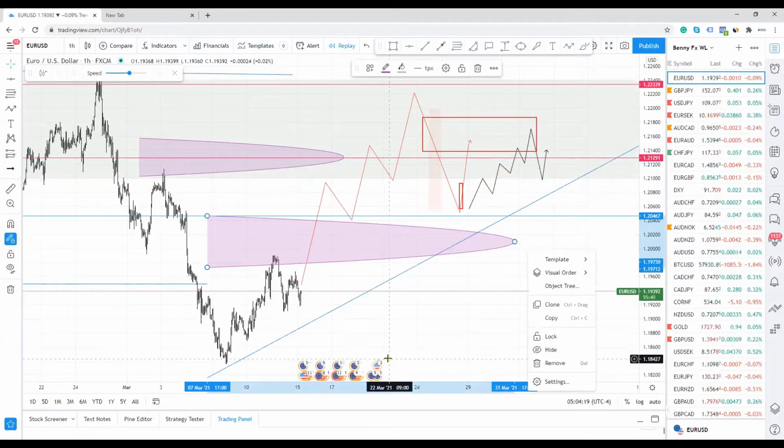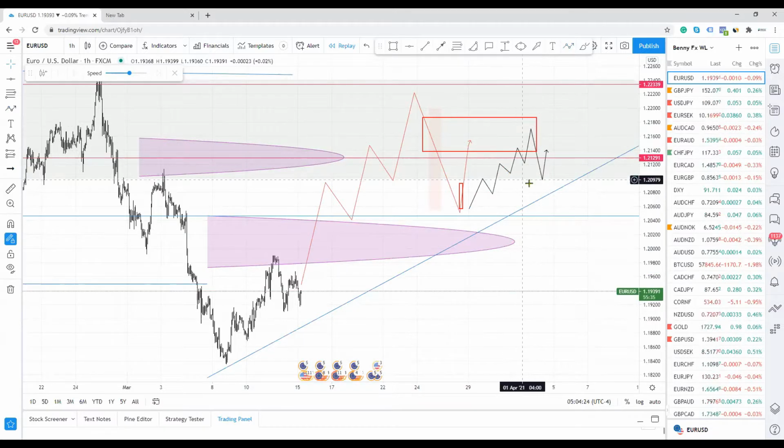Can you see now? This is another change of market behavior in a smaller time frame. This is a bigger time frame market behavior change. Can you see now? All right.